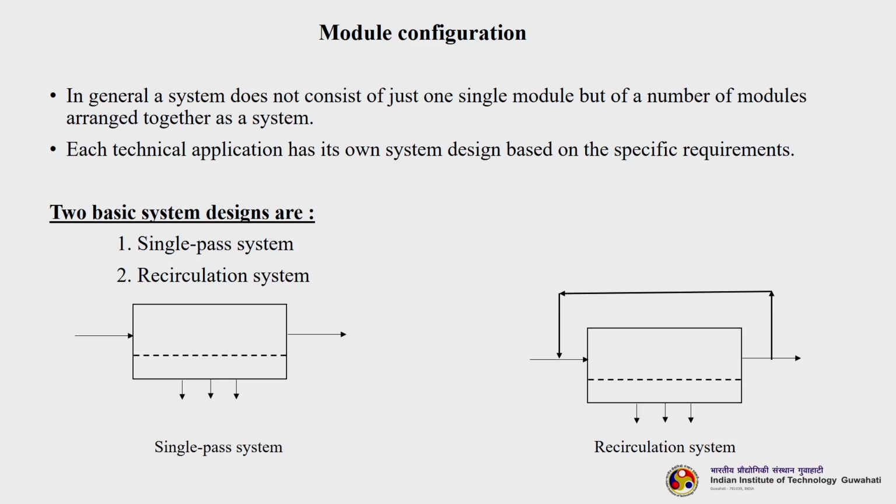In the single pass system, as you can see here, the feed enters, the permeate comes through the membrane, and we get the retentate here. In the recirculation system, the feed enters the membrane module, we get permeate here and retentate here, but part of the retentate is recycled back. This is called a recirculation system, and it is done to achieve a particular, target oriented separation.